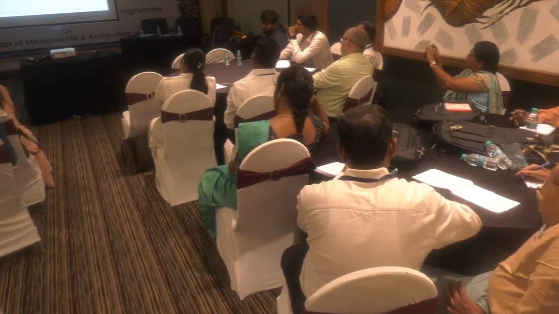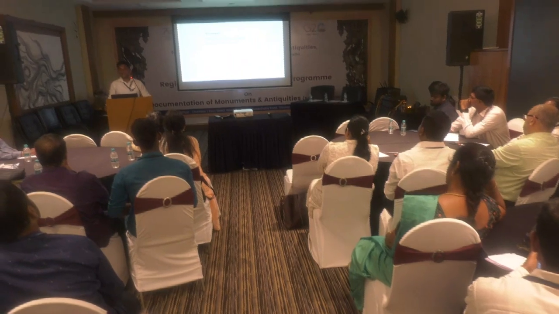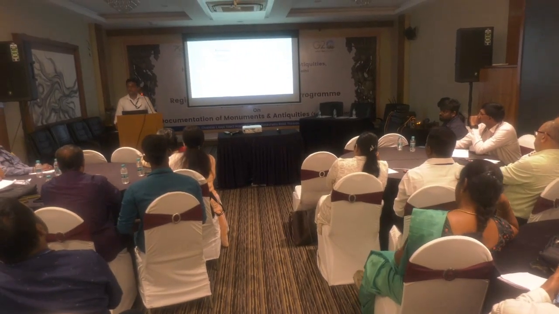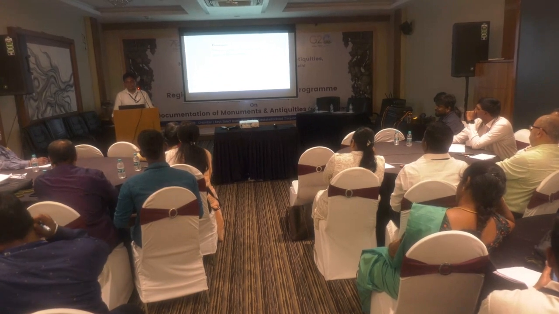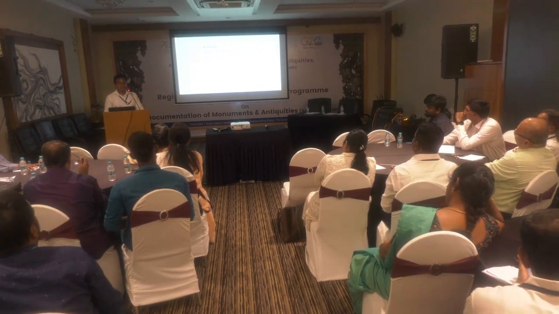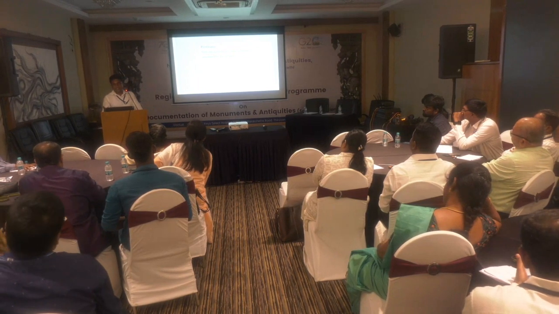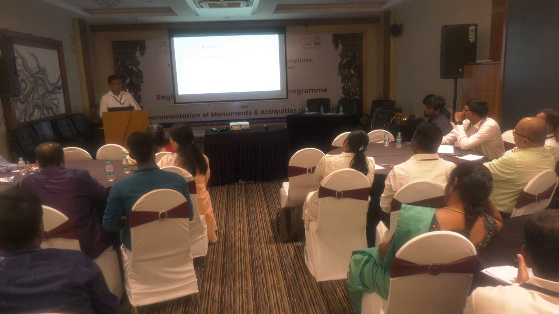So the next important point is provenance. Provenance is the find spot of the object. What is the find spot of the object? That is where we got the antiquity. For example, an excavated site where we got the antiquity, an explored site, or a surface finding.